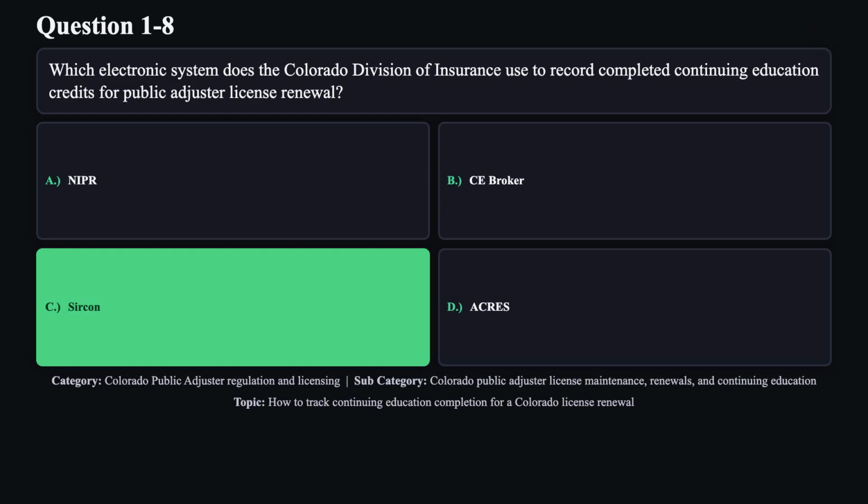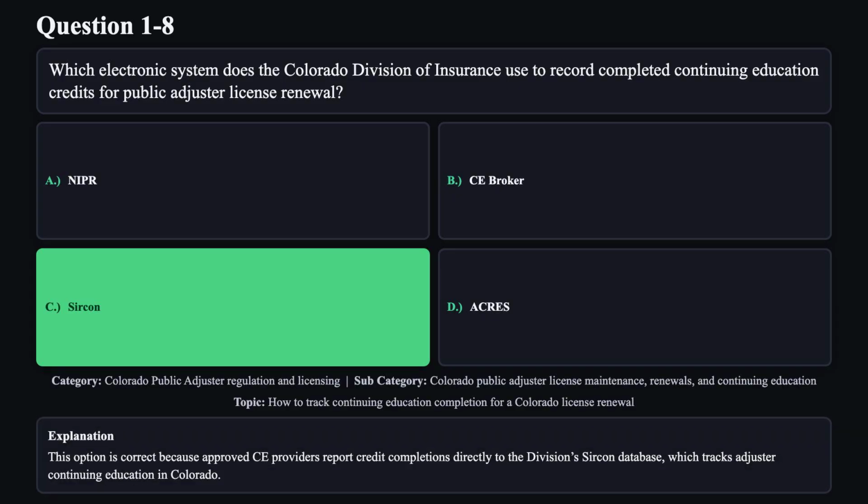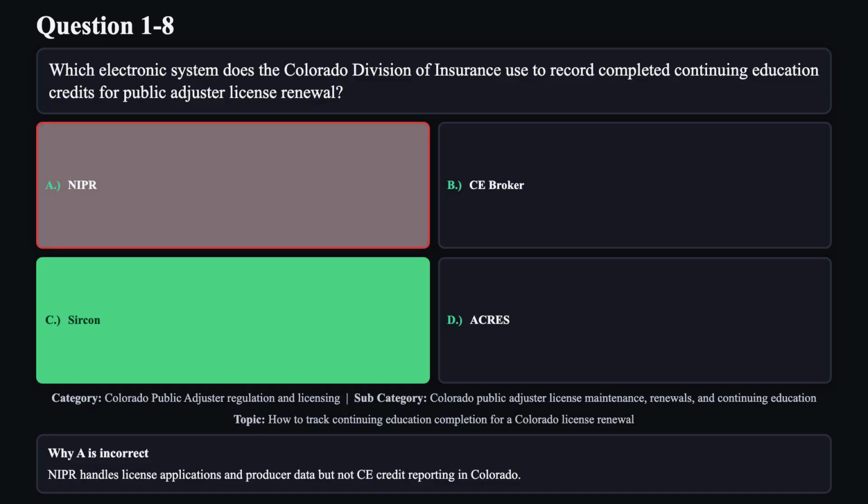The correct answer is C. This option is correct because approved CE providers report credit completions directly to the division's CIRCON database, which tracks adjuster continuing education in Colorado. Reason A is not correct. NIPR handles license applications and producer data, but not CE credit reporting in Colorado.